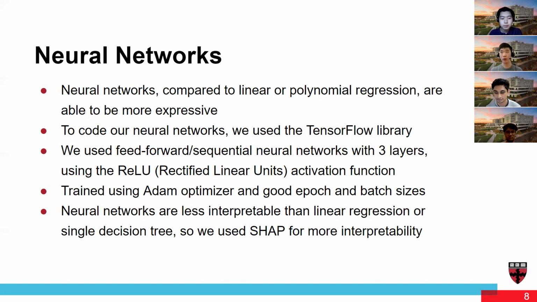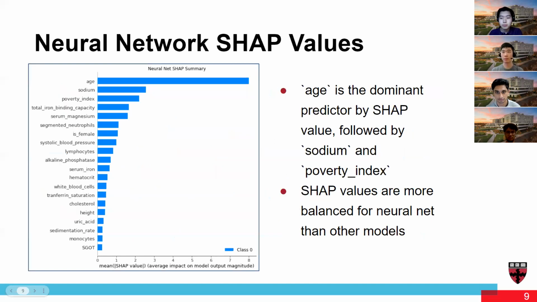Then we have one caveat though, and that's that neural networks are less interpretable than the simpler models we use because of the vast numbers of parameters in our models, since we have 3 layers with a large number of neurons in each. So we decided to use SHAP to get more interpretability. And as we can see in the SHAP diagram, age is a dominant predictor once again, followed by sodium and poverty index. But in this case, the SHAP values are more balanced. You can see for sodium and the other ones, they are a bit closer to how age does.